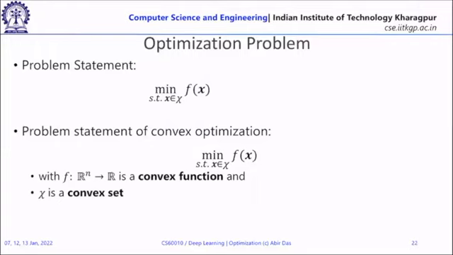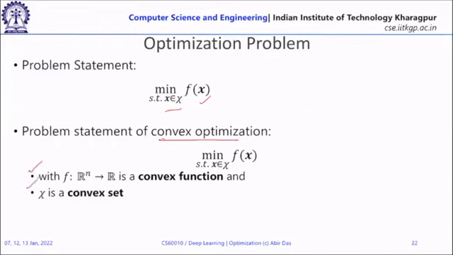So this is the problem statement: minimizing a scalar function of a vector variable, where the scalar function, we said, we generally term as the objective or loss or cost function, subject to some constraint. If the constraint is not there, then it is an unconstrained problem. Then we went to a different class, or rather a subclass, of optimization problem, which is convex optimization, where these two conditions get added.